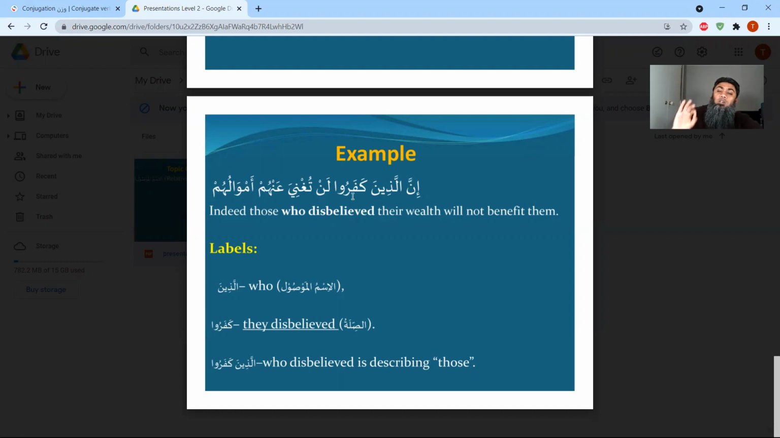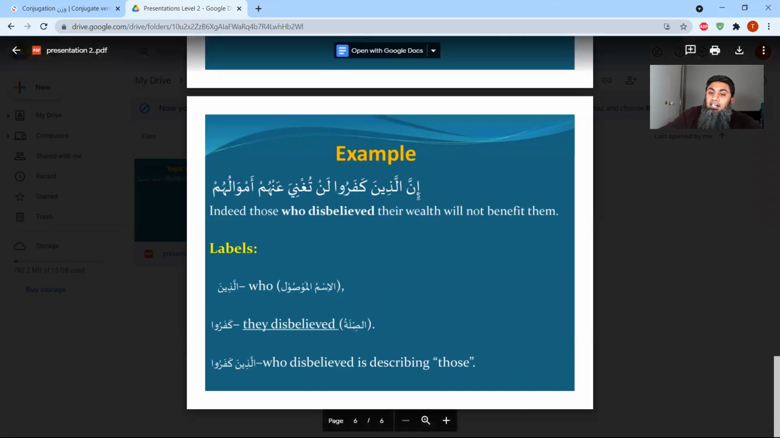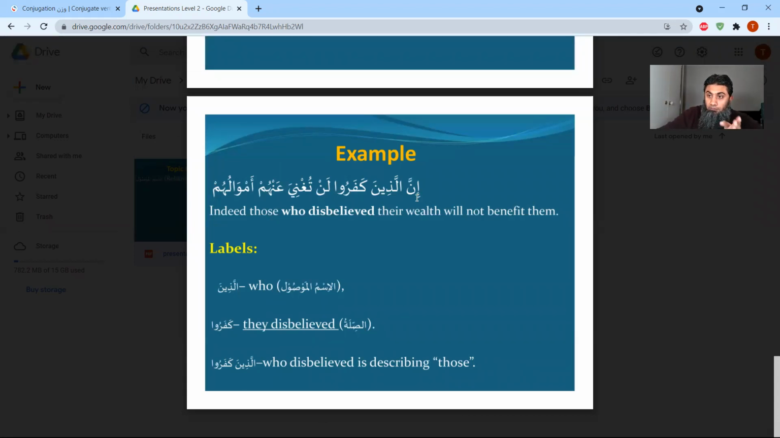So, kafaru. Inna, indeed, allazina, those who kafaru, disbelieved. And now Allah is going to say something about them. And what is that something? Lan tughniya anhum amwaluhum. Their amwal will not benefit them. So this part, lan tughniya anhum amwaluhum, is not my concern at this stage. I am only concerned about ism mawsool and its sila. In this case, inna became the mubtada of the big sentence.